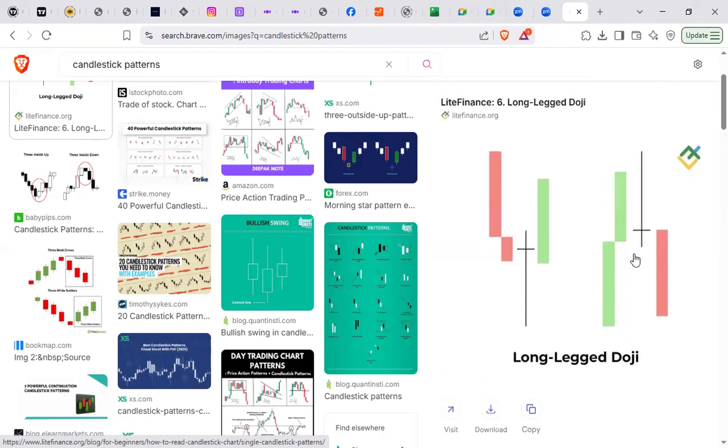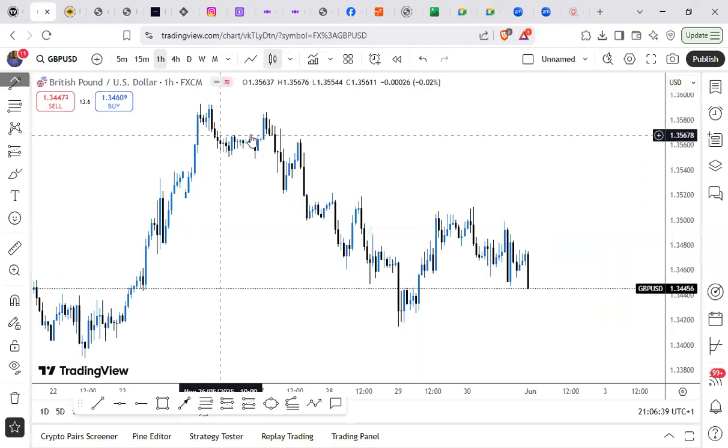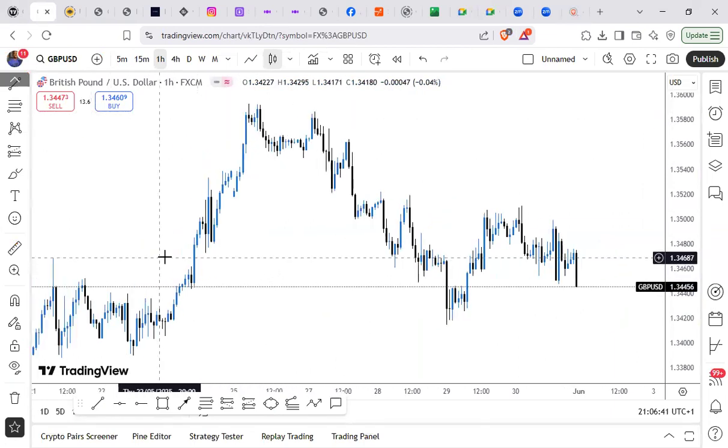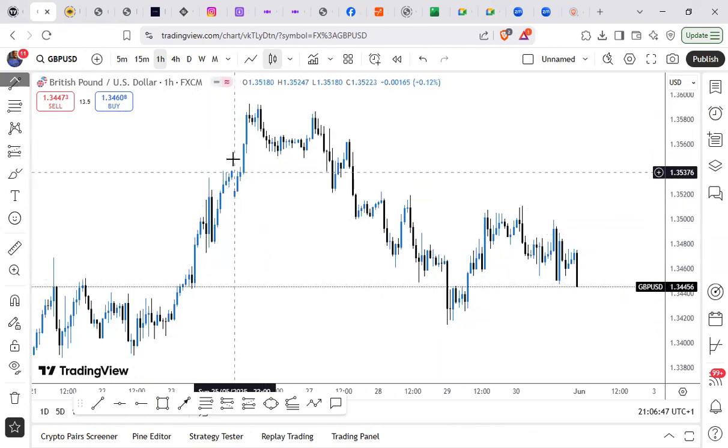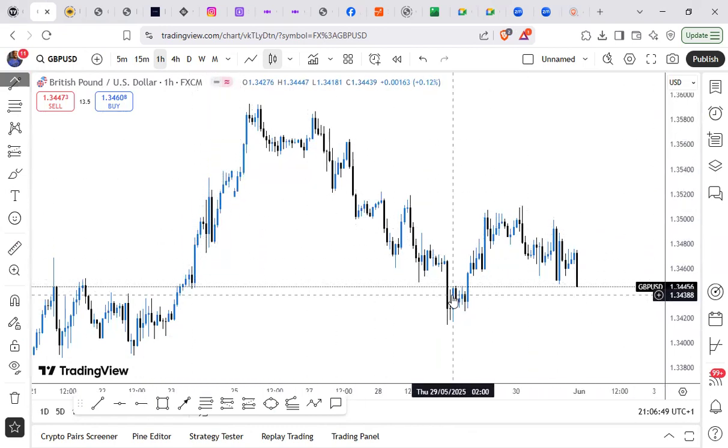All right. So first things first is mastering and identifying candlesticks. In Forex, as you can see on all these charts, on this whole chart here, you are seeing blue and black candles. These are what we call candlesticks.